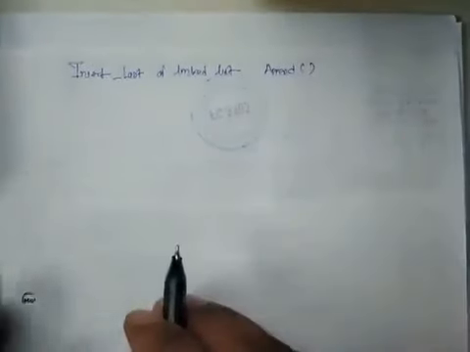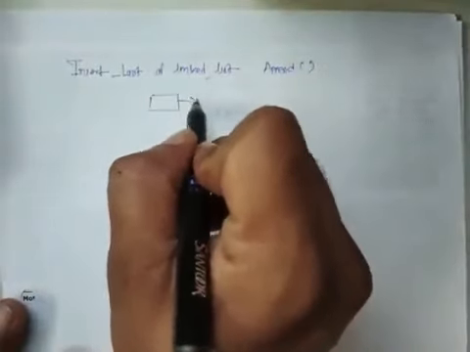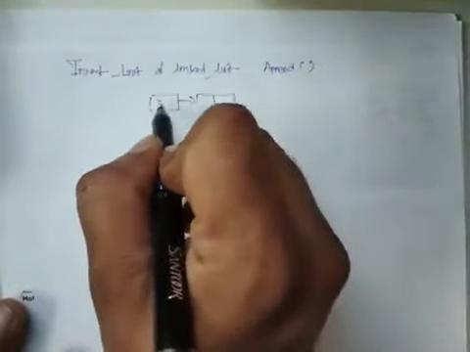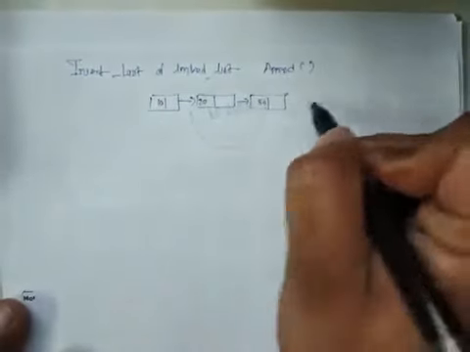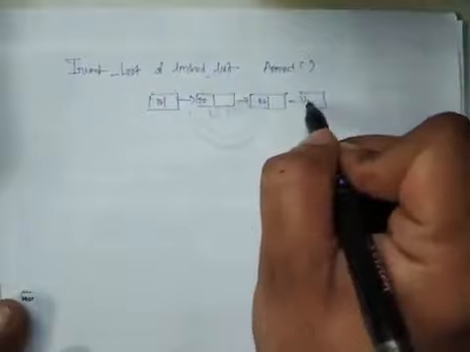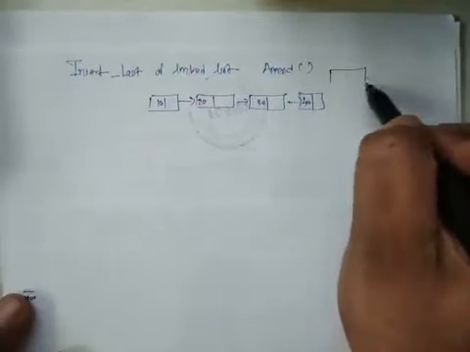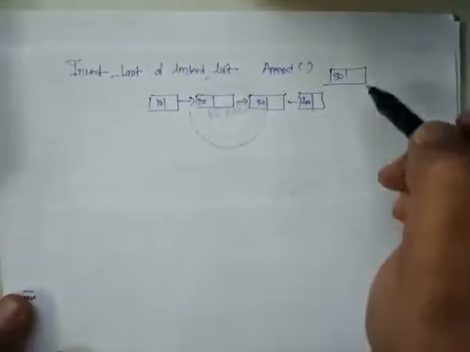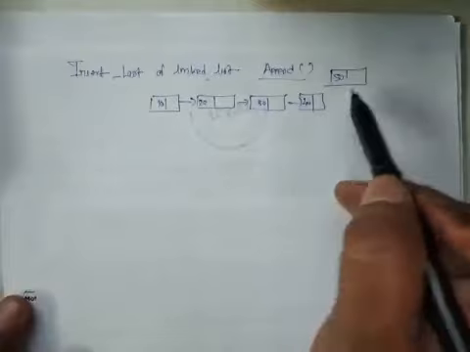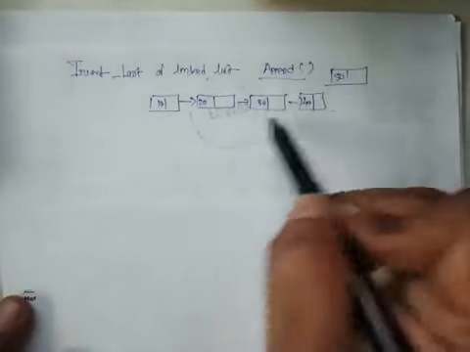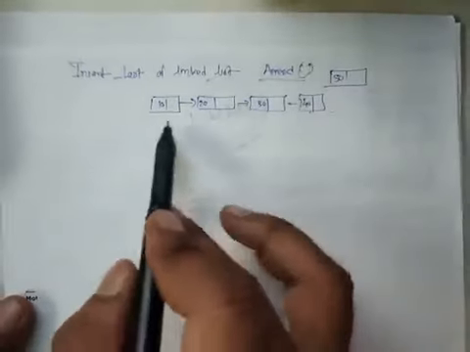In this linked list, suppose you have a linked list having some elements: 10, 20, 30, 40. So this is our linked list. Now you want to insert a new element, that is 50. Using append, you want to insert this 50 at the end of this linked list. So what operation are we going to call? Append operation.